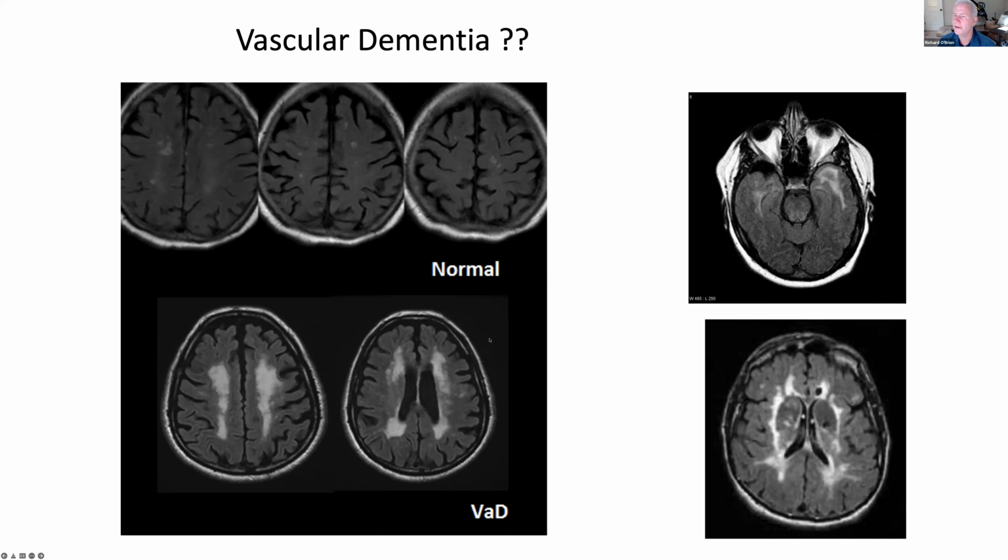But CADASIL and its recessive variant CARASIL are incredibly rare. And white matter changes are incredibly common. The radiologists always call these white matter changes microischemia, but they're completely wrong. If your brain is sick, if your gray matter is sick, your white matter is sick. If your brain is unhappy, your white matter is unhappy.